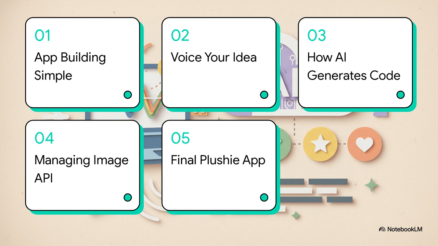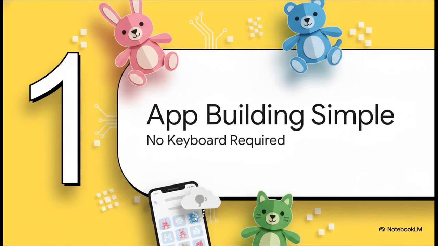Here's our roadmap. First, we'll look at why app building is suddenly so simple. Then, step 1, voicing your idea. After that, we'll check out how AI generates the code, managing the image API, and finally, the final Plushie app. Section 1. App building made simple.